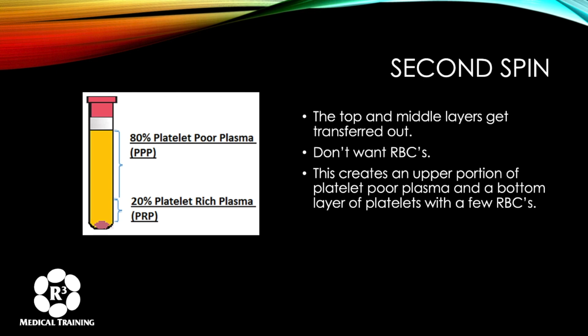Okay. When you do a second spin, what you're going to end up with is a large top layer, which is mostly platelet poor plasma. Okay. And then the platelets are going to spin to the bottom, and that's where your platelet rich plasma is. All right, so PPP and PRP.